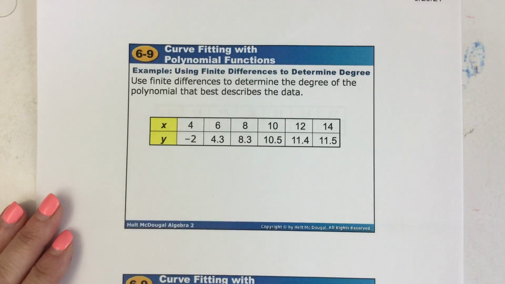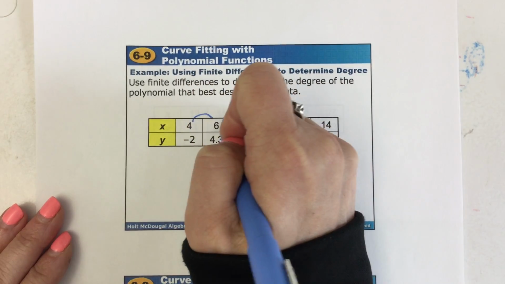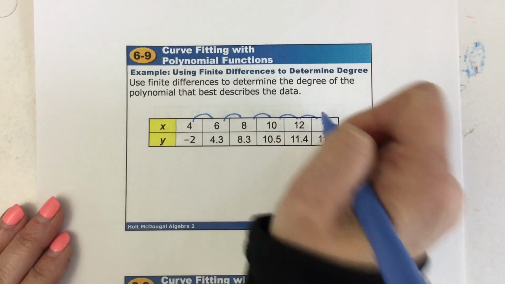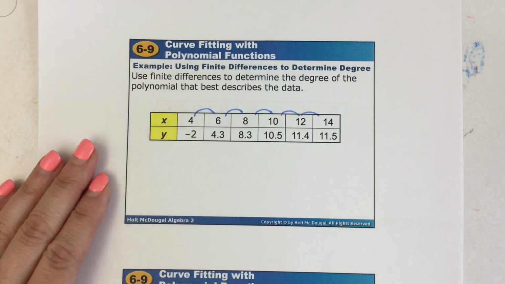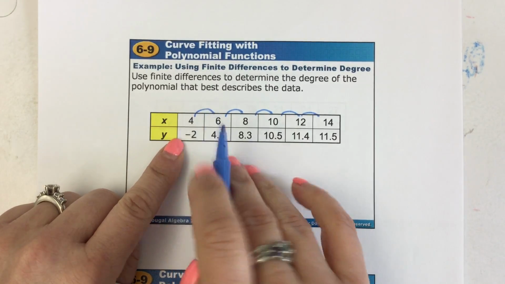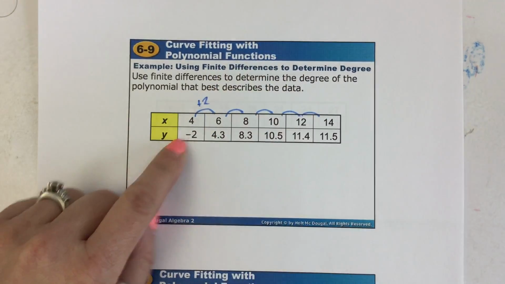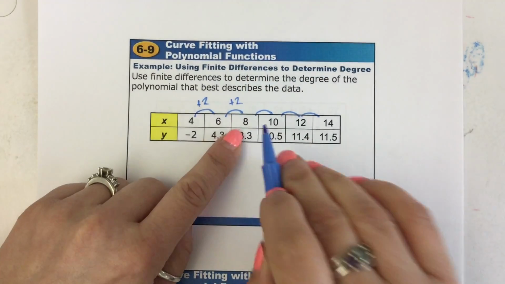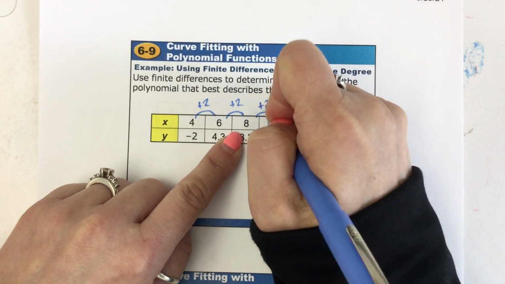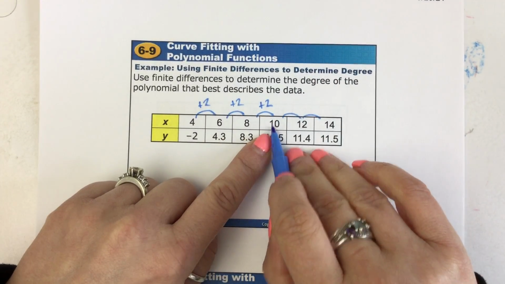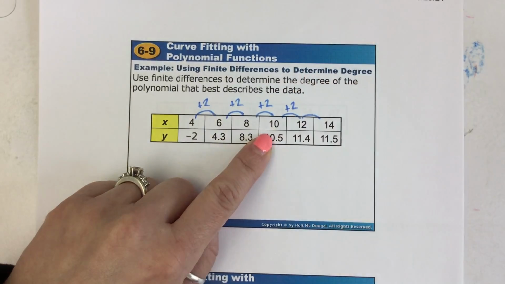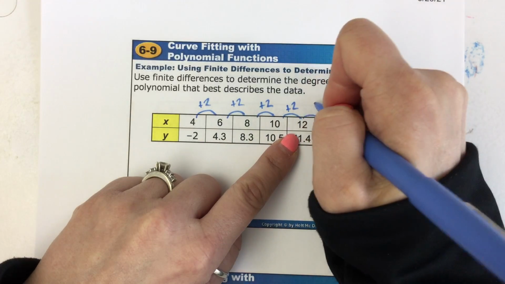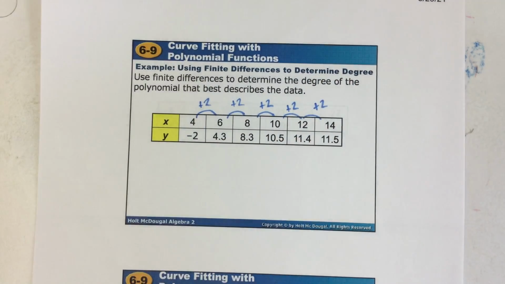Okay, so this is what you'll need to do. You'll need to show that the x values are evenly spaced because that's one of the key components. So to go from a 4 to a 6, you add 2. To go from a 6 to an 8, you would need to add 2 units. To go from an 8 to a 10, you add 2. To go from a 10 to a 12, you add 2. To go from a 12 to a 14, add 2.